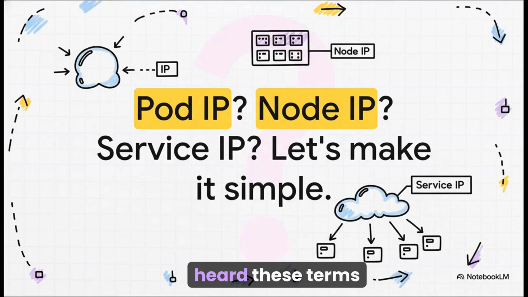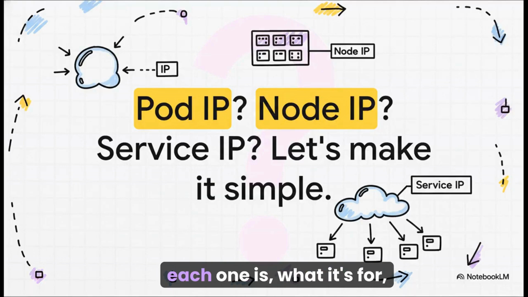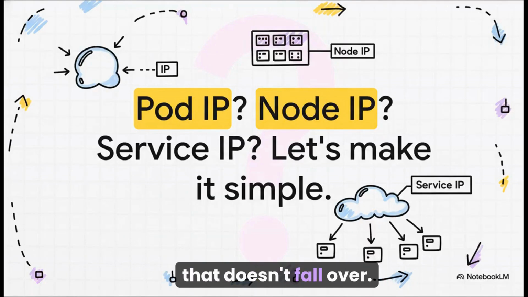So, you've probably heard these terms thrown around. Pod IP, Node IP, Service IP. They're basically the three core addresses in any cluster. And today, we're going to break down exactly what each one is, what it's for, and most importantly, how they all fit together to build an application that doesn't fall over.